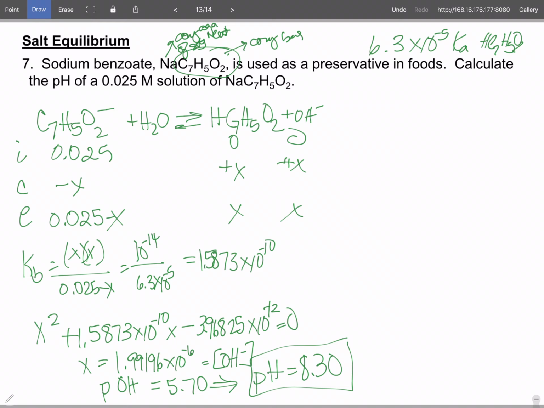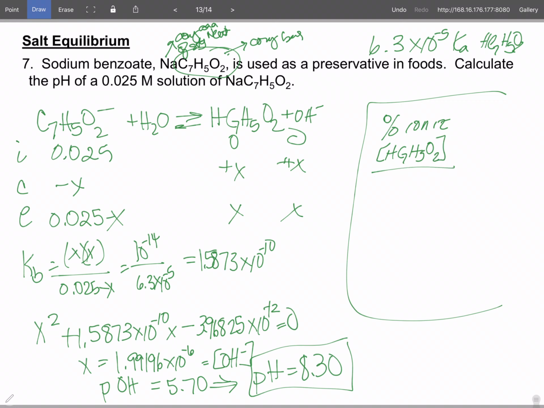So the other thing I want to do, and I didn't ask you to do this, but let's look at the percent ionization. Well, the percent ionization will be the HC7H5O2, in this case the conjugate acid, divided by the C7H5O2 minus. So this is going to be equal to 1.99196 times 10 to the minus 6 divided by 0.025 times 100. I ran out of space there.